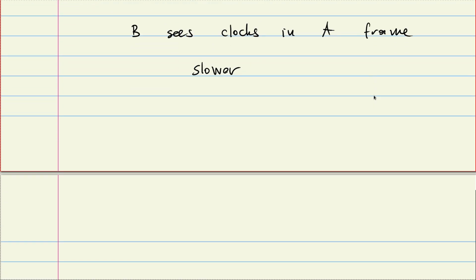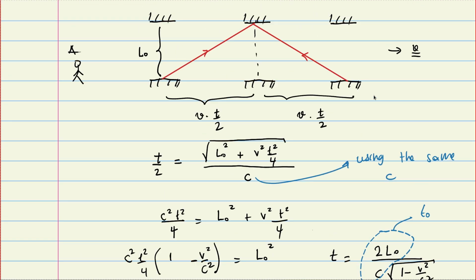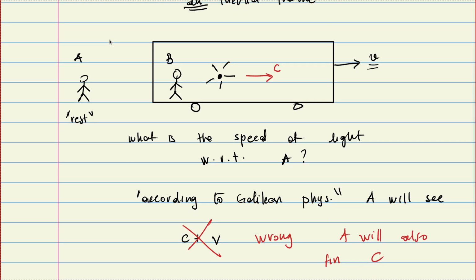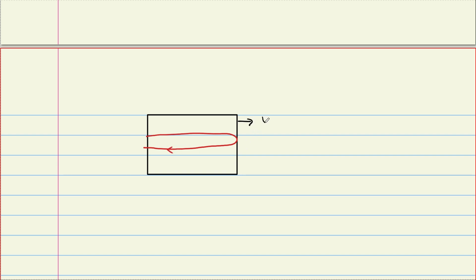Let's continue. Suppose this clock doesn't work like that, but it works in a different way. I need to draw a smaller train because I have to repeat the train. Suppose my clock works not to the ceiling. What is the reason to send it to the ceiling? I can also send it like this. So it goes like that and comes back. And still the train is moving with velocity v with respect to an observer outside.